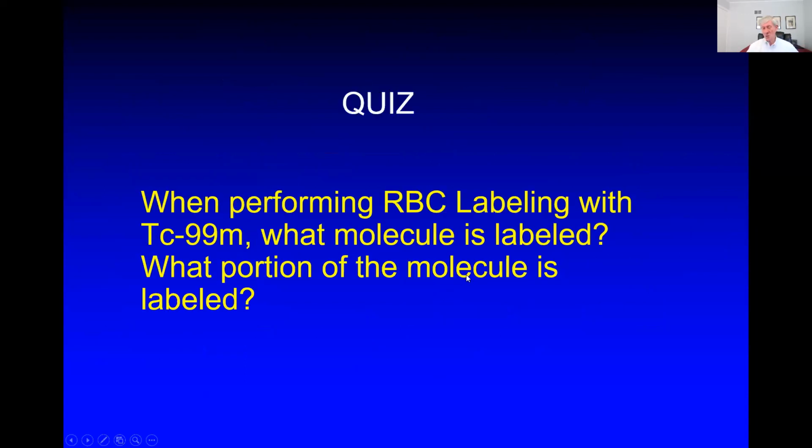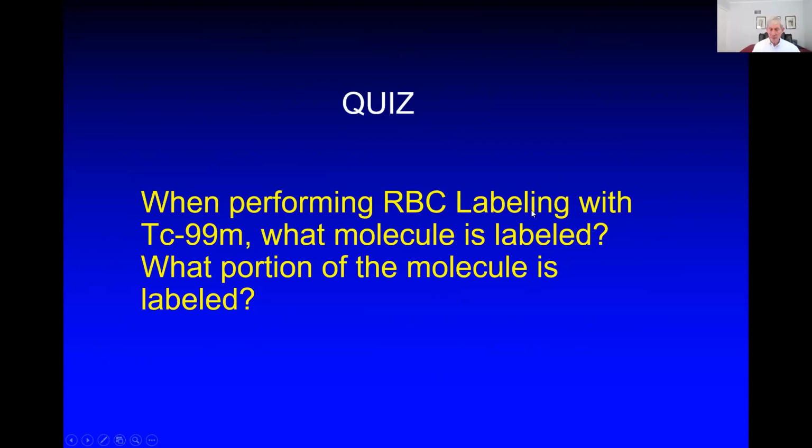Okay, I asked you this question last week. When performing red cell labeling with technetium, what molecule is labeled and what portion of the molecule is labeled? Anyone remember? Globin.